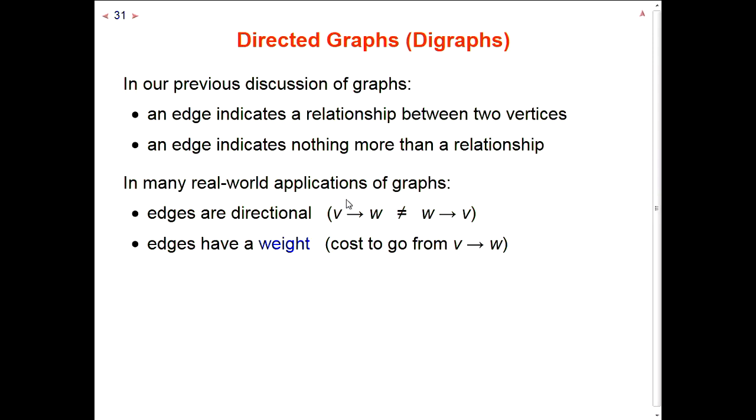What are other examples? Twitter: if X follows Y, then not necessarily Y follows X. And if you look at links on web pages, if web page X has a link to web page Y, then that of course doesn't mean that there's also a link from web page Y to web page X. So that's one thing that we will consider today, and next week we will be looking at edges that also have weights, the cost to go from V to W.